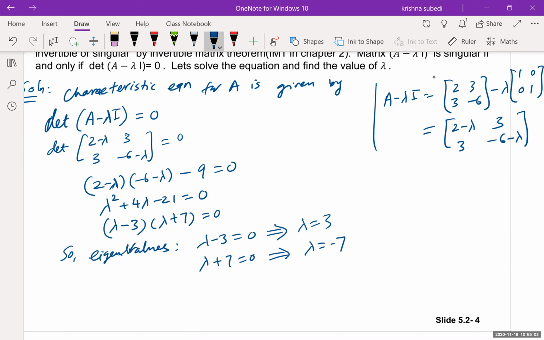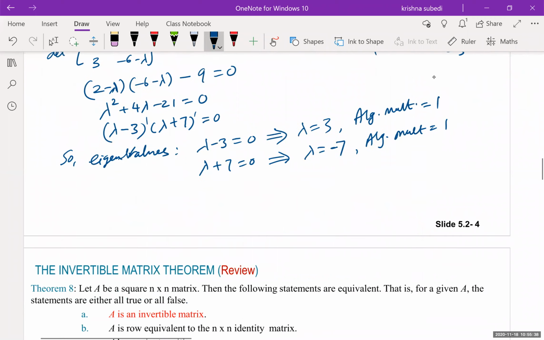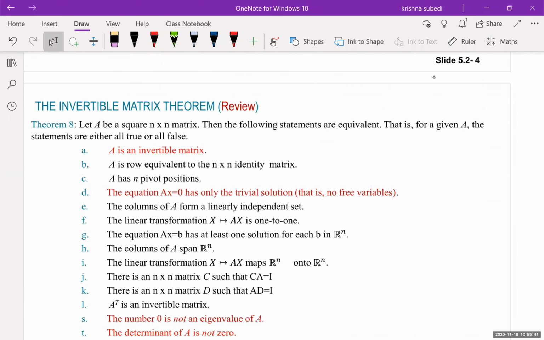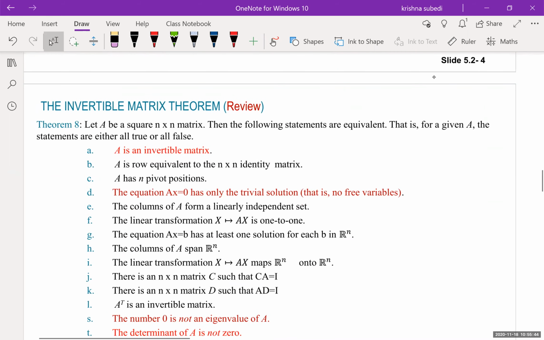So here the eigenvalue is 3 and the algebraic multiplicity is 1. And the eigenvalue is negative 7 and the algebraic multiplicity is also 1.